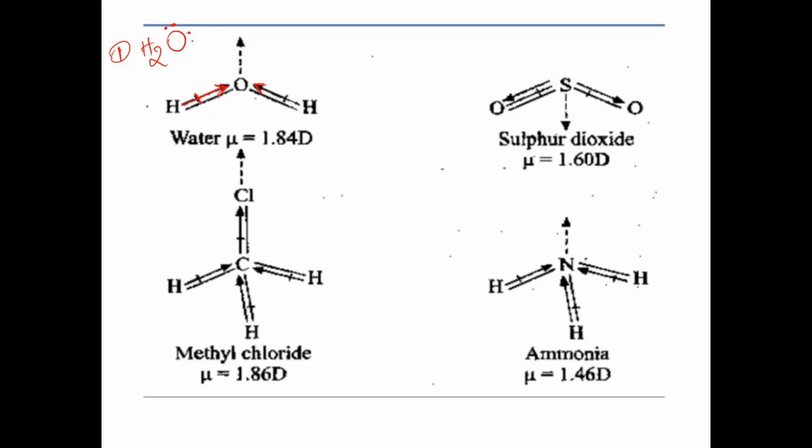Now here, how many lone pairs does this oxygen have? I told you, 2 lone pairs. In the H2O molecule, the central oxygen atom has 2 lone pairs. Because of these 2 lone pairs there is a dipole moment. What is the dipole moment due to? Electron pairs, not the bond moment. Because of these 2 lone pairs, some upward bond moment will be there.